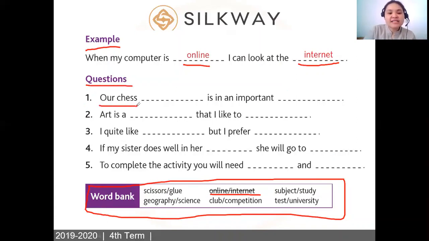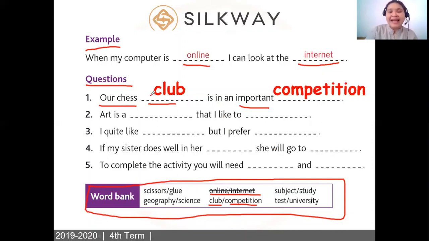Our chess, what could be? Our chess? Yeah, you're correct. So you can say our chess club is in an important competition. Okay, we learned that today. So club, like English speaking club, like dance club, like music club, right? Competition is like in a club, they will compete with their ability and the winner will get a prize. So I think it's understood. So that's the second part of this activity.